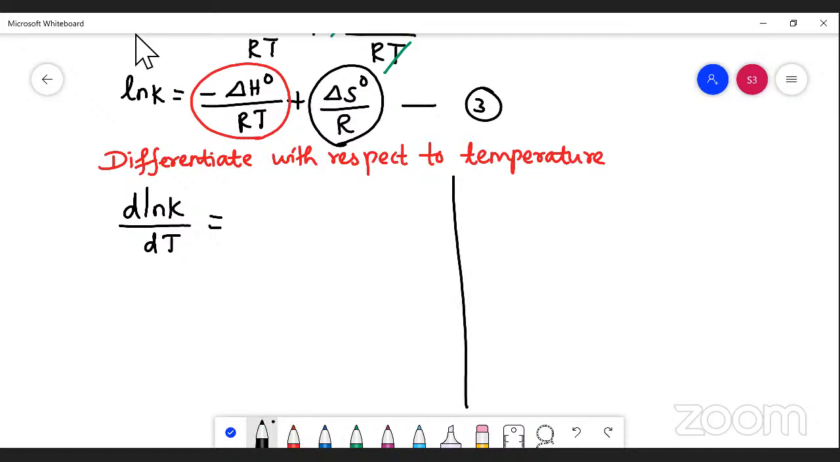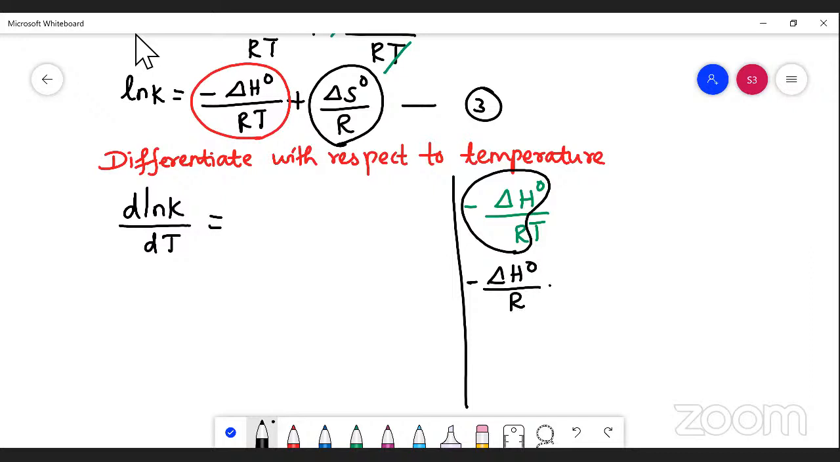Okay. I am going to differentiate this: minus del H naught divided by RT. First, I'm going to differentiate only this term. On differentiation, how can you differentiate? We know that here del H naught under R is a constant. It is not possible to differentiate, so you take it outside. So minus del H naught divided by R, you take it outside.